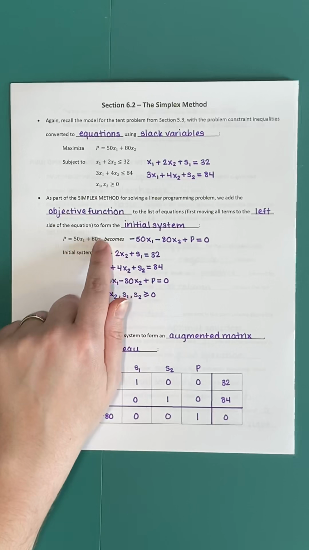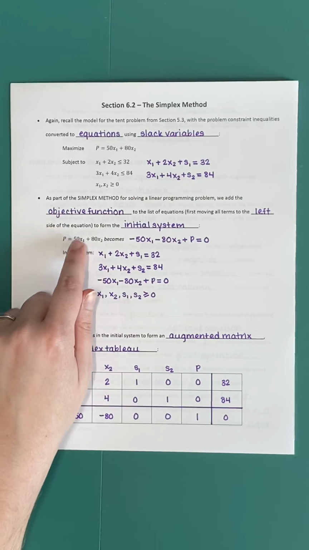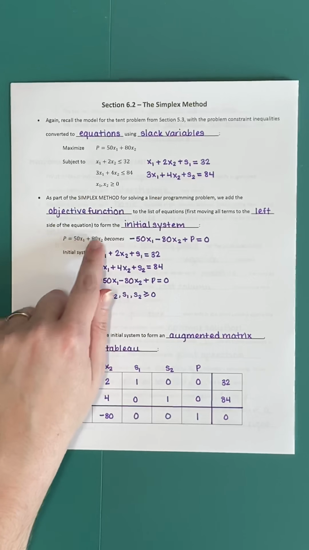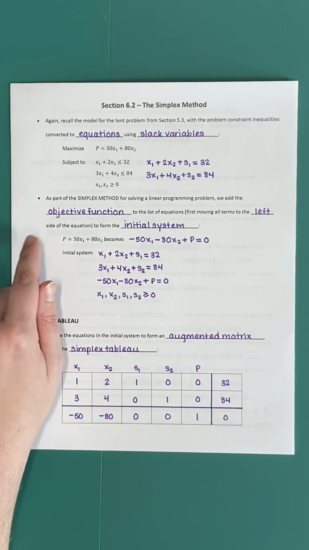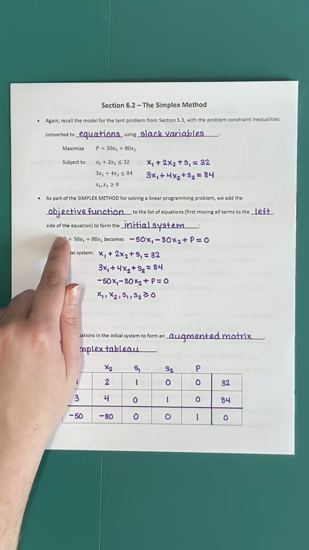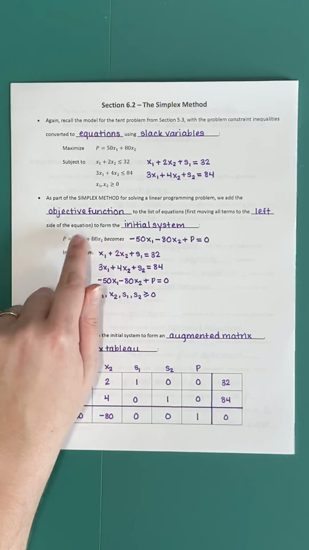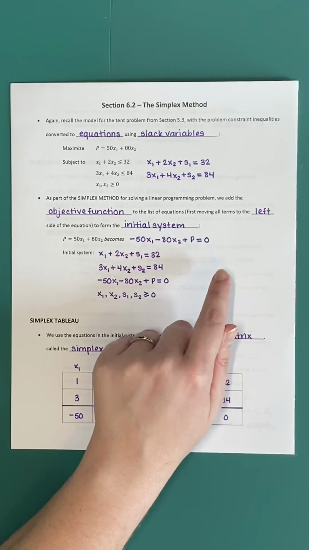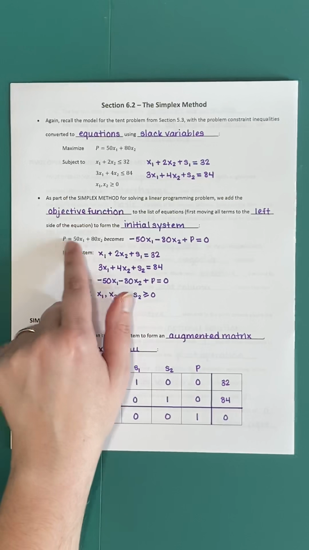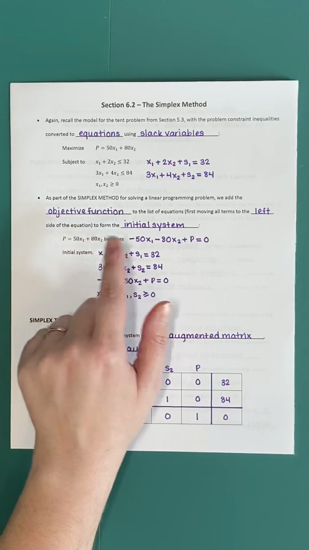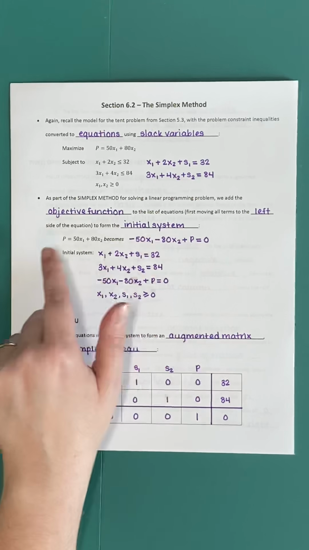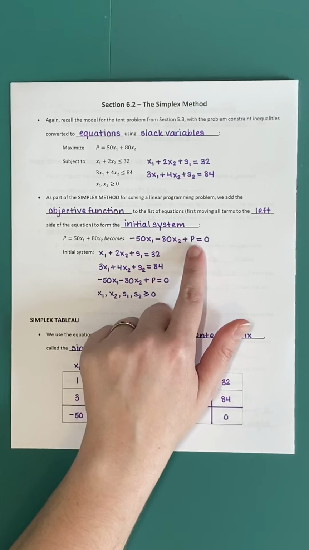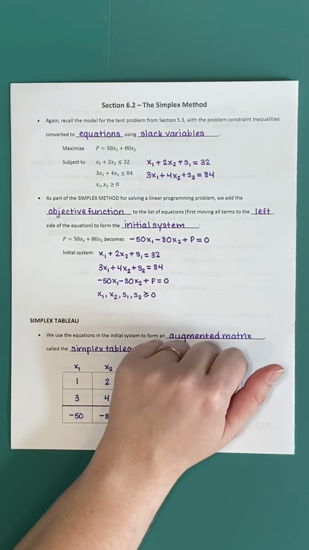We're going to take that objective function and move these two terms over to the left-hand side and write them in order. So x1 first, and then x2, and then P. Because these have both been subtracted and moved, we now have a 0 on the other side. So in place of the standard objective function, we now have negative 50 x1 minus 80 x2 plus the P that was already on that side of the equation. That's now equal to 0.